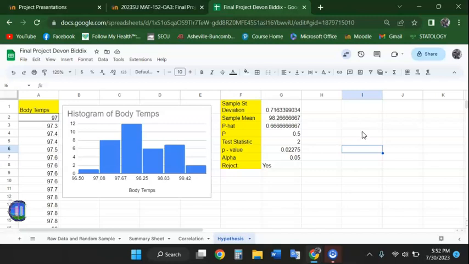So because the p-value is 0.02275, well, I rounded it, but anyway, because it is smaller than the significance level set of 0.05, there is sufficient evidence to reject the original hypothesis that 50% of the population has a body temperature of less than 98.6 degrees, in favor of the alternate hypothesis that the proportion is actually greater than 50.